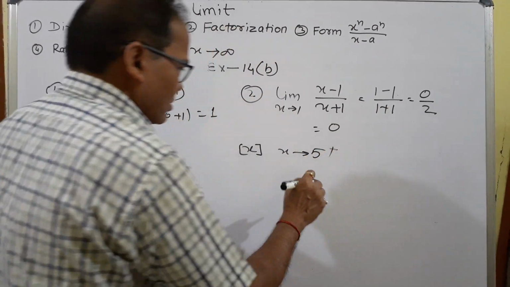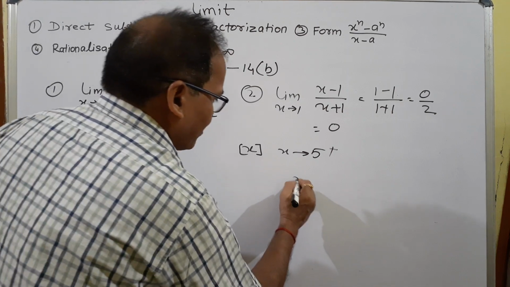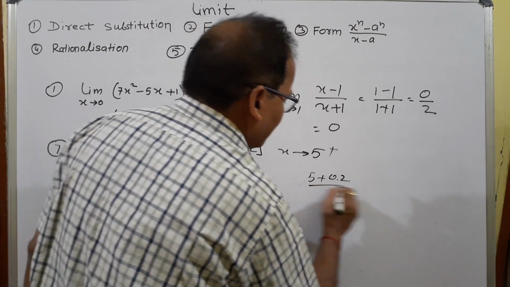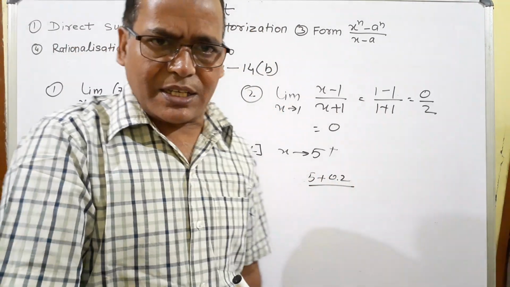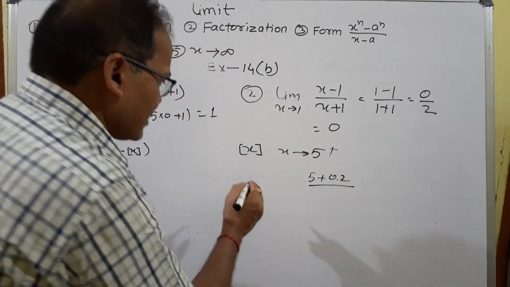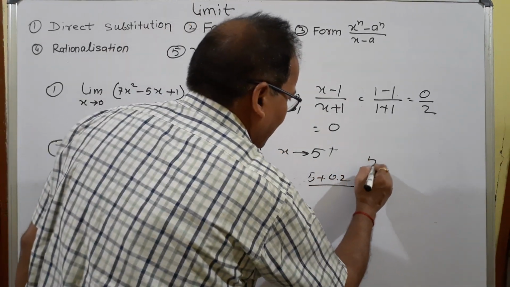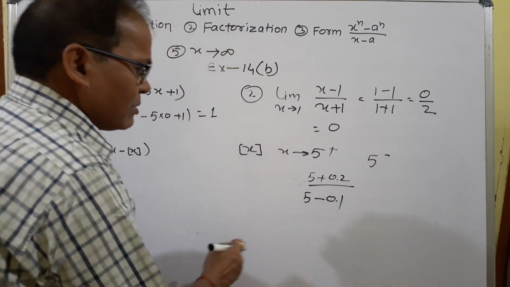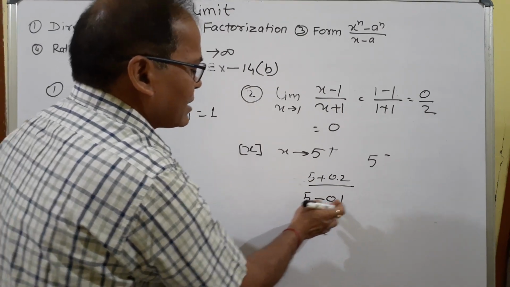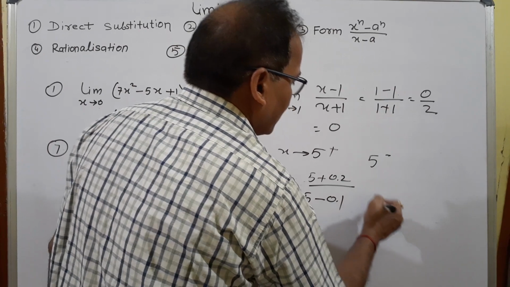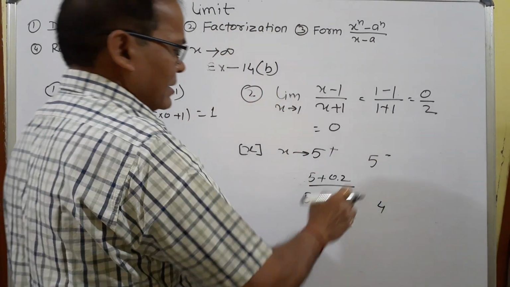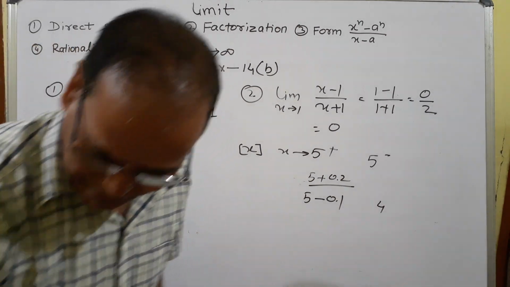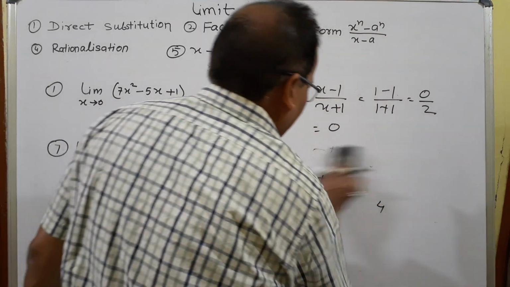Like 5 plus h, or 5 plus 0.2, or anything you will take. So we will take the lowest integer, and the lowest integer is 5. If you take 5 minus, so 5 minus 0.1, less than 5, you will get the lowest integer as 4. It will not be 5. Here it is 5 plus. So you should know the definition of the greatest integer.